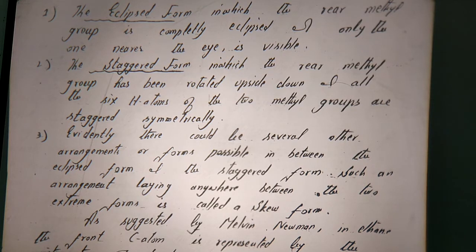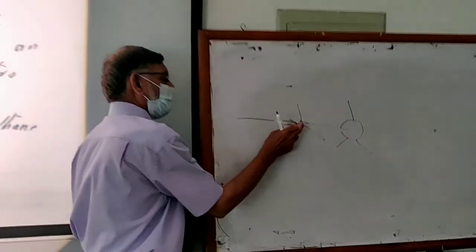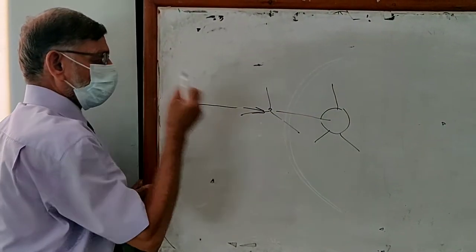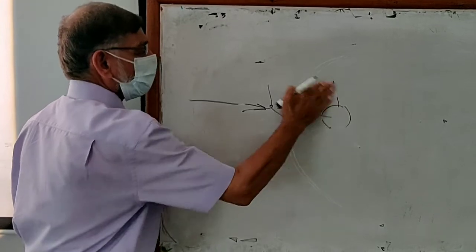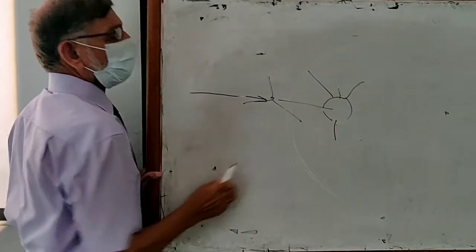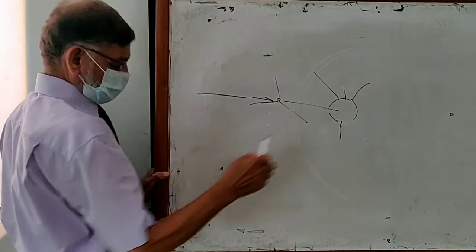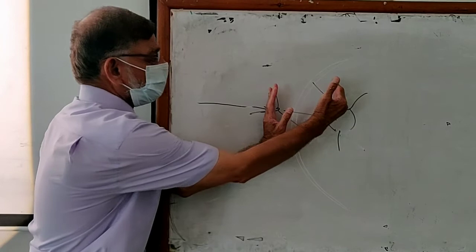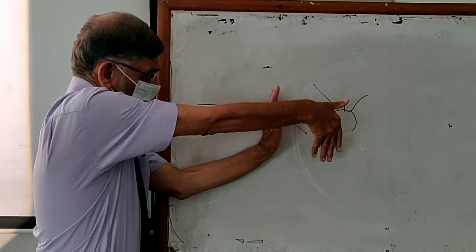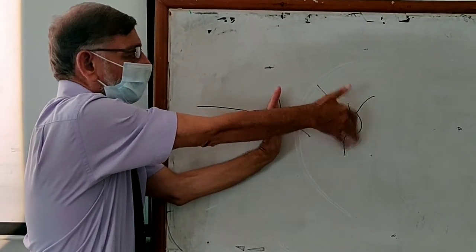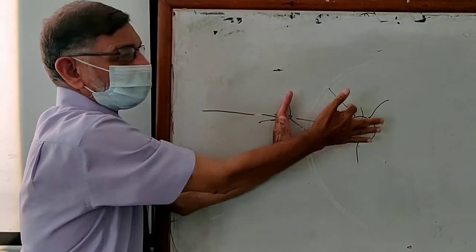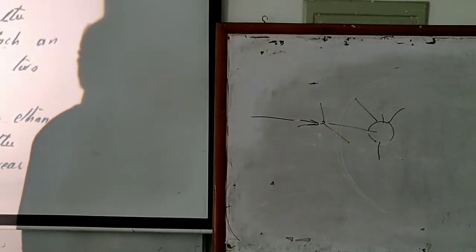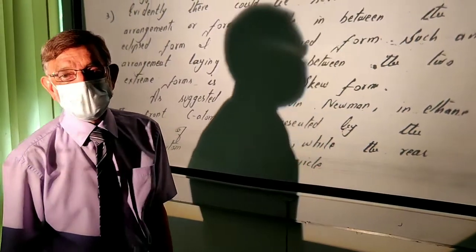Now, in this way, you can see if this is the nearer carbon, this would be the farther carbon. Now you can see, when you see this, this would be exactly opposite to it. Now this has been rotated in this way. This is the first, this is the second, this has come in this way. Exactly 180 degrees has been rotated. So this is the staggered form. The eclipsed form and staggered form are opposite to each other.